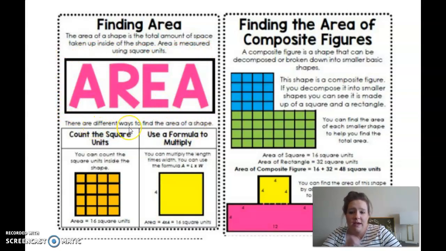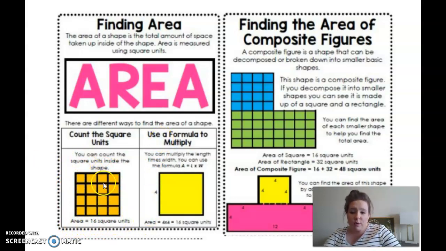There are different ways to find the area of a shape. You can count the square units, all right? So if your shape is broken up and it has a little grid here, you can just count these. 1, 2, 3, 4, 5, 6, 7, 8, 9, 10, 11, 12, 13, 14, 15, 16. So you can just count those and your area would be 16 square units.